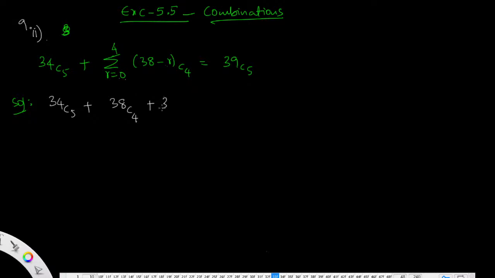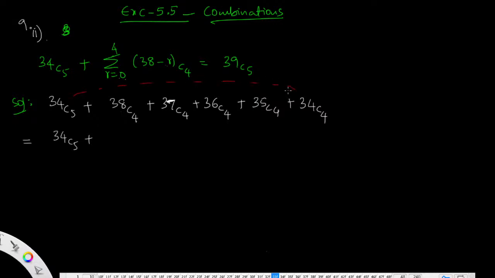Next the term is 37C4. Next value is 36C4. So r equal to 0 gives 38C4, r equal to 1 gives 37C4, r equal to 2 gives 36C4, r equal to 3 gives 35C4, and r equal to 4 gives 34C4. Okay, so I am rearranging the terms: 34C5 plus, I am going to start the last term.